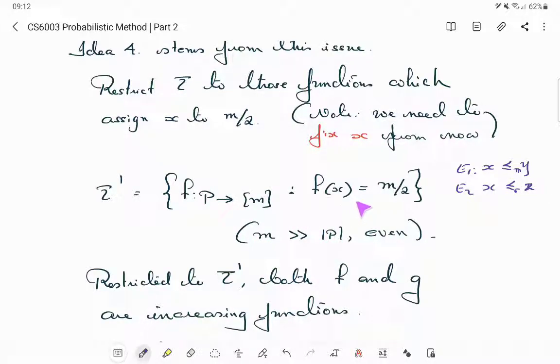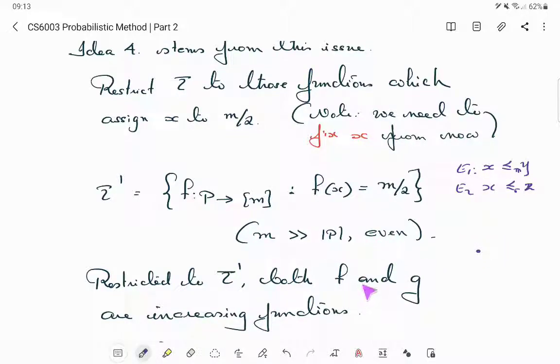Okay, so that guy is fixed to m by 2. Now, if you restrict to tau prime, then you can verify that the characteristic functions of E1 and E2, which are f and g as we defined, are both monotone functions, right? Because the position of x is kind of locked.